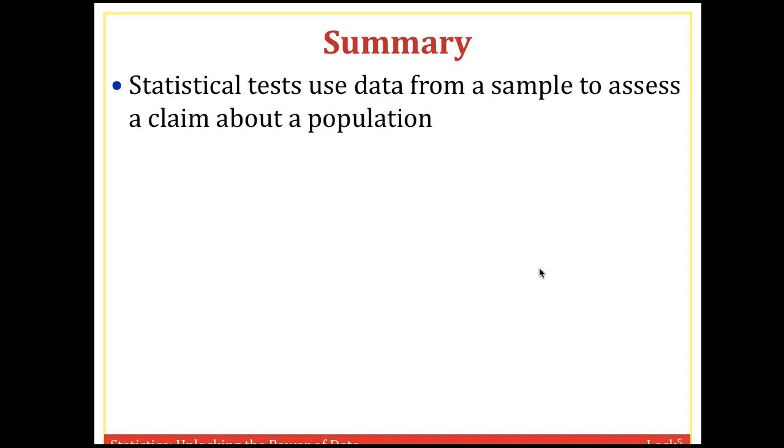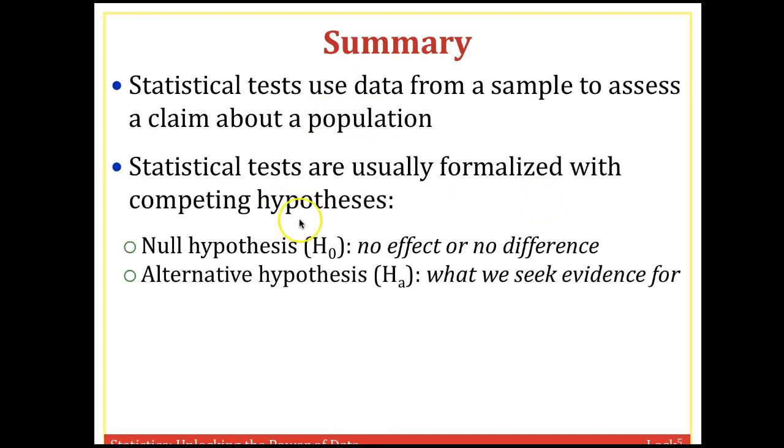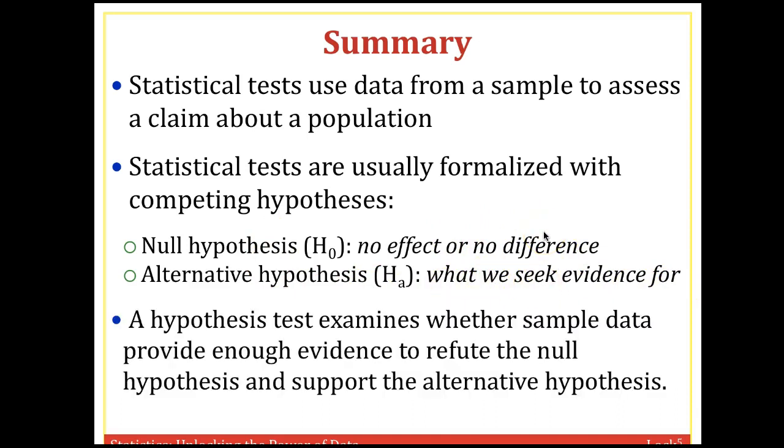So in summary, we talked about how statistical tests use data from a sample to assess a claim about a population. The population is usually too big to just ask everyone or do a complete census. Statistical tests are usually formalized with competing hypotheses. A null hypothesis vaguely means there's no effect or no difference, and the null hypothesis should always be a statement of equality. The alternative hypothesis is what we seek evidence for, and this should be a less than, greater than, or not equal to statement. A hypothesis test examines whether sample data provide enough evidence to refute the null and support the alternative, and we'll talk about what we mean by enough evidence in the next 2 sections.